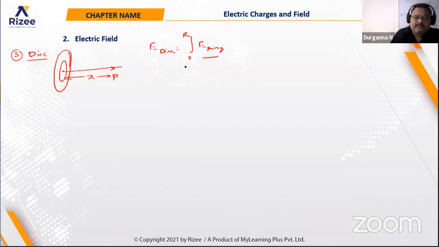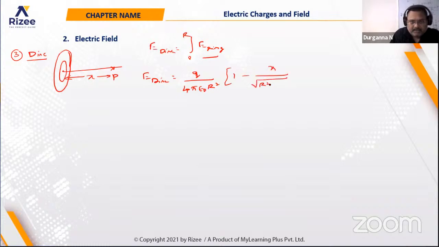So the formula for this one, you will get as E of the disk is equal to q by 4 pi epsilon naught r square into 1 minus x by root over r square plus x square. Or this can also be written as sigma by 2 epsilon naught of 1 minus x by root over r square plus x square.